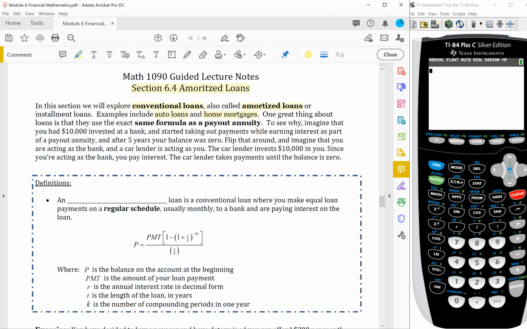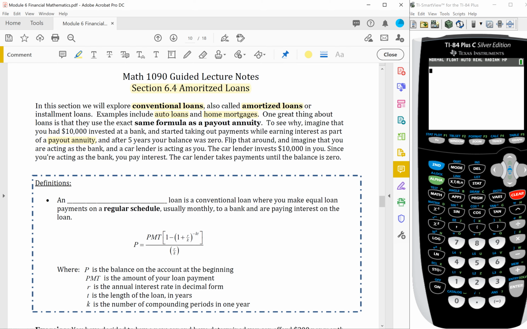One great thing about loans is they use the exact same formula as a payout annuity. To see why, imagine that you had $10,000 invested at a bank and started taking out payments while earning interest as part of the payout annuity. And after 5 years, your balance was zero.